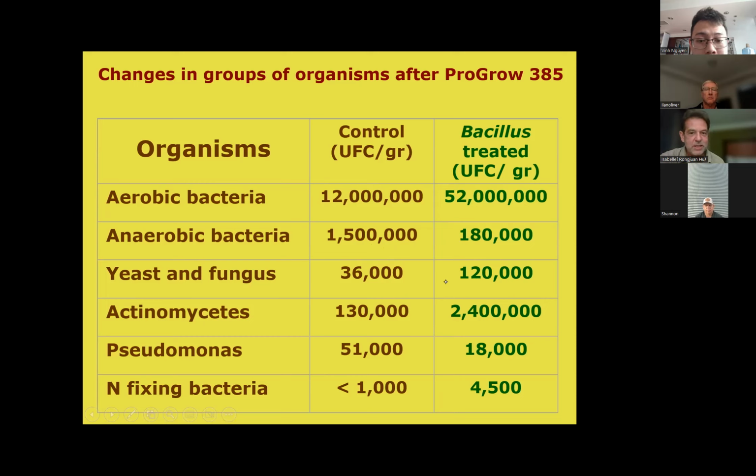We want good yeast and fungus. We want actinomycetes. We don't want pseudomonads. We want nitrogen-fixing bacteria. Then through time, we are boosting the production, the growth, and the development of native populations of microorganisms that are going to be providing the stability to the system.